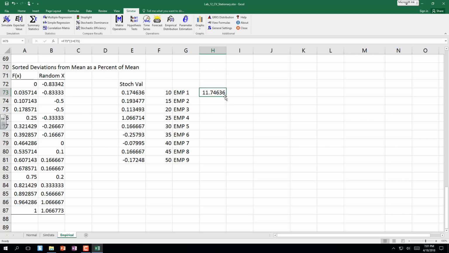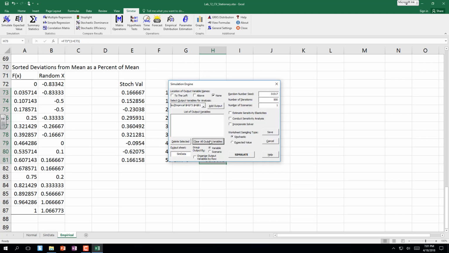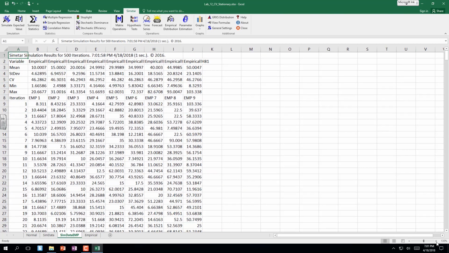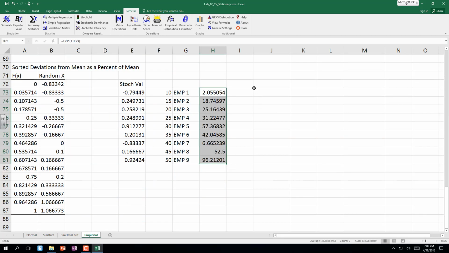And I can simulate this like that. Save it. If I simulate, I'm going to clear all this out. Tell the label on the left, add it, and I'm going to just tell it to go to sim data EMP. And looking at that, my coefficient of variation is constant, even though I tore up that mean substantially. Now, if we want to put an expansion factor on that, this is the way you do it.